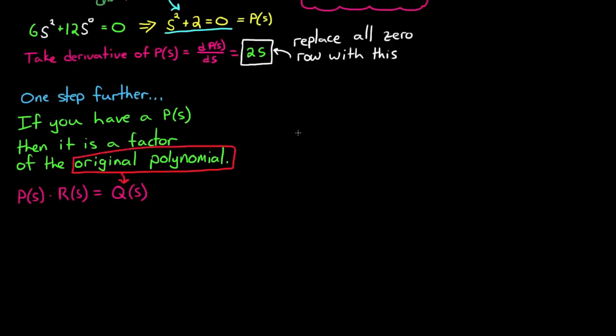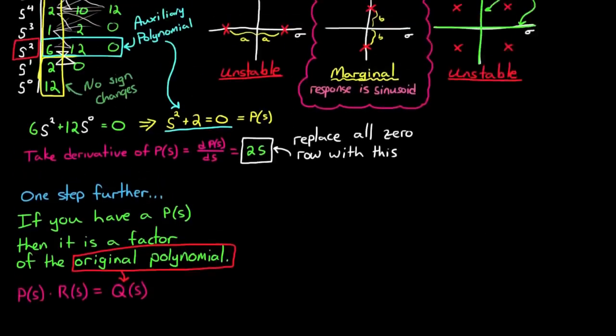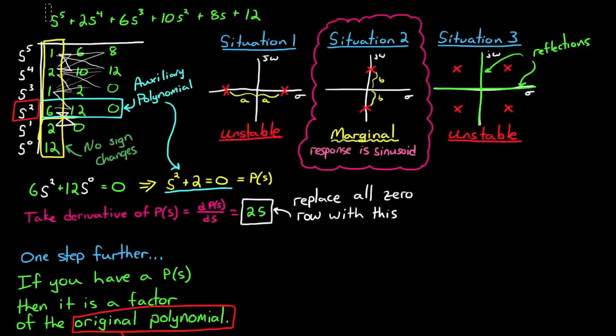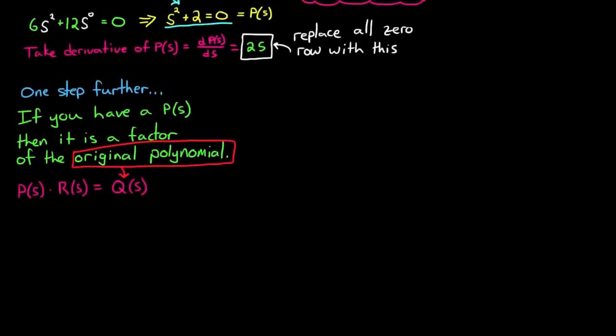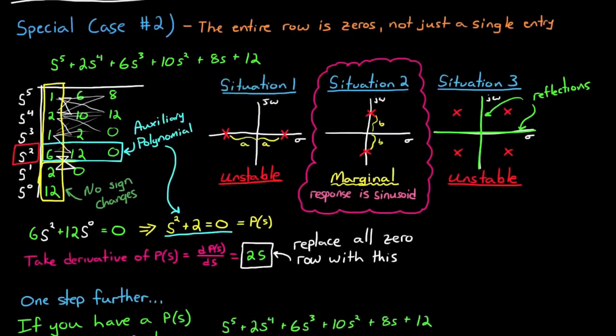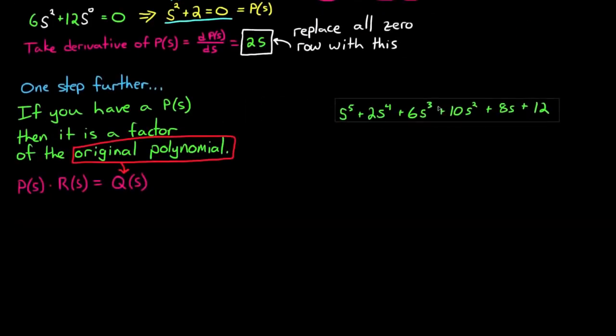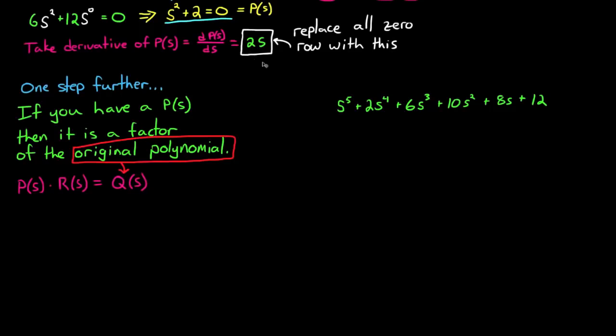And this is powerful in determining how many roots exist in the left half plane, the right half plane, and on the j omega axis. We can find what this r is by doing polynomial division. Or in other words, we can take q of s, divide it by p of s, and you'll get r of s, or the remaining polynomial.